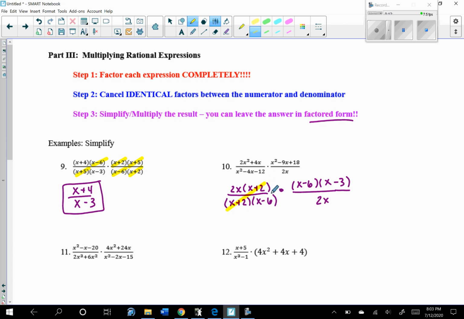Now I can cancel out common factors. So I see these are common, they cancel out. The x minus 6 cancels out. The 2x here and here, those are separate terms. The 2 cancels out with the 2 and the x cancels out with the x. And then the only thing we're left with is x minus 3. So that means this is just x minus 3. Really, it's over 1. We don't need to write the 1 in the denominator.